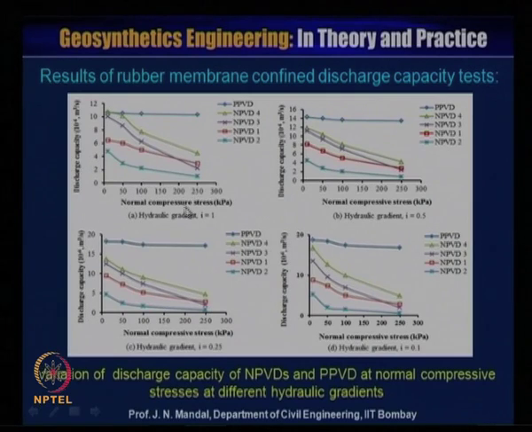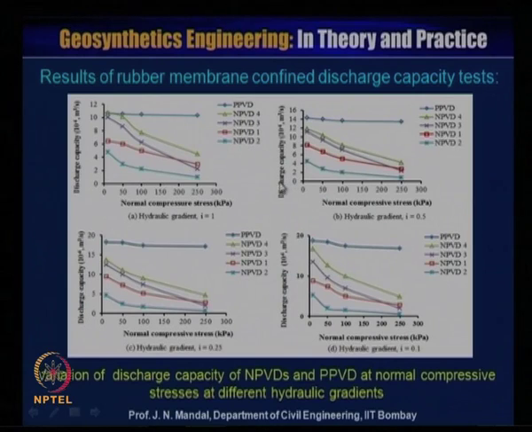Like that you continue with 250 and even more, and then you show the relationship between the discharge capacity and the normal compressive stress for a hydraulic gradient i equal to 1. So, you can see that discharge capacity is decreasing with increasing pressure, and then it will reach a stable condition. But in case of the PPVD, polyester prefabricated drain, you can see that discharge capacity remains almost constant.